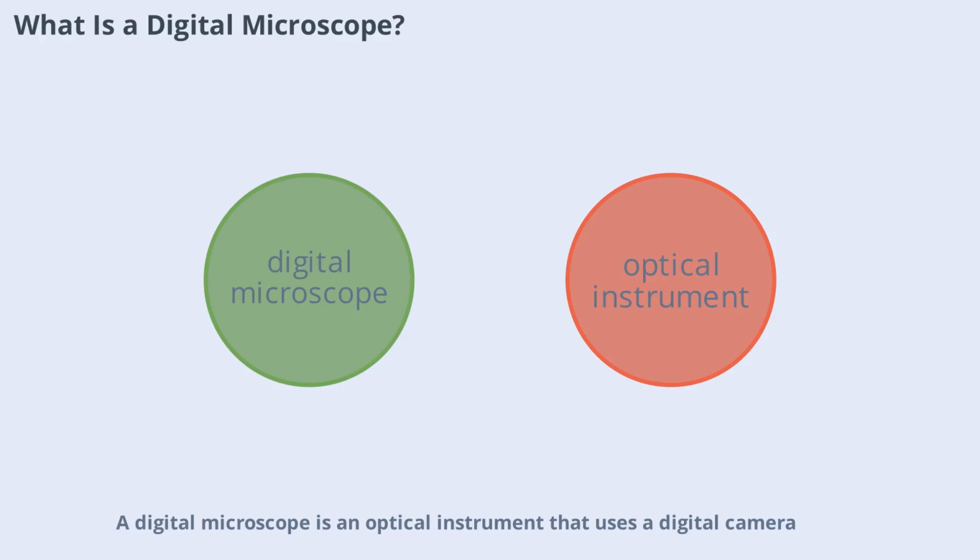A digital microscope is an optical instrument that uses a digital camera to capture and display images of small objects on a monitor or computer. Unlike traditional microscopes, which require you to look through an eyepiece, digital microscopes let you view specimens comfortably on a screen. This not only reduces eye strain, but also allows for easy sharing and documentation of findings.